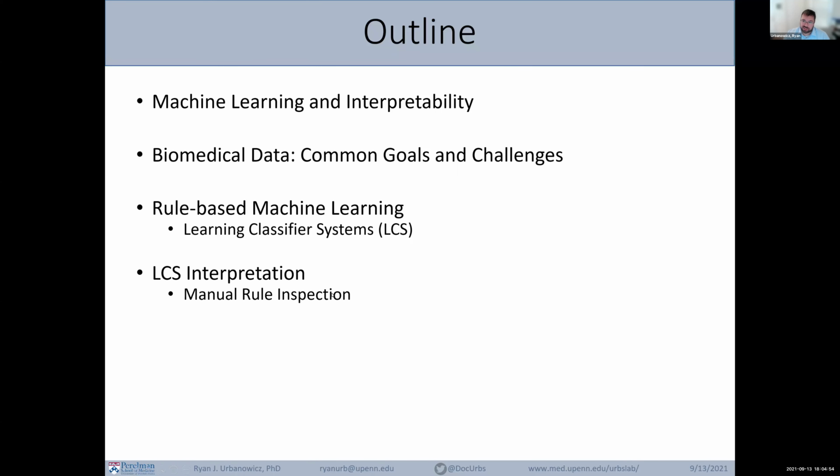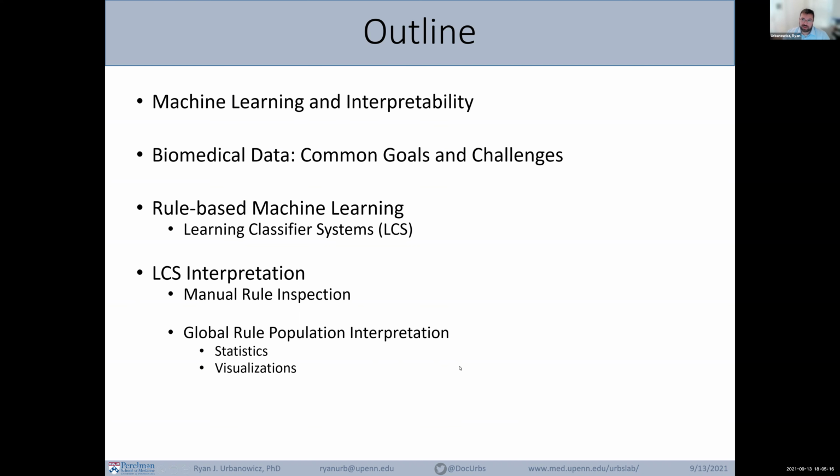So this will include just manual rule inspection, just interpreting the rules directly, which is pretty straightforward, but also looking at global rule patterns that emerge. So in these, as you'll see in a bit, these models model patterns in data by evolving an entire set of rules, and that entire set is the model itself.